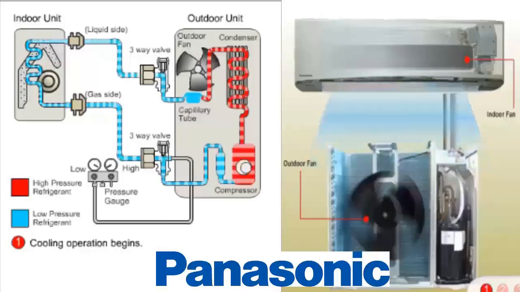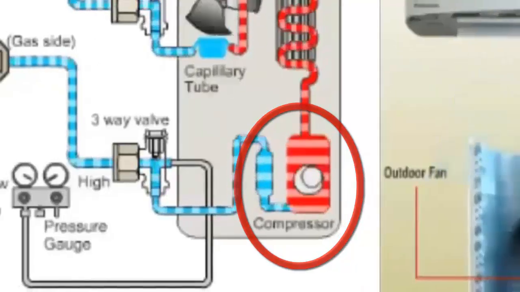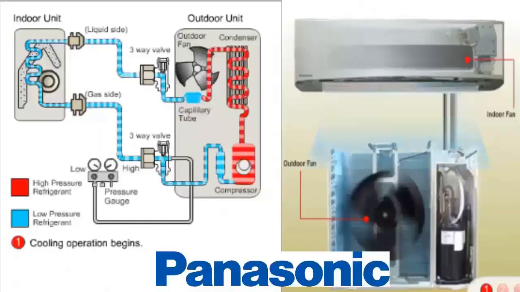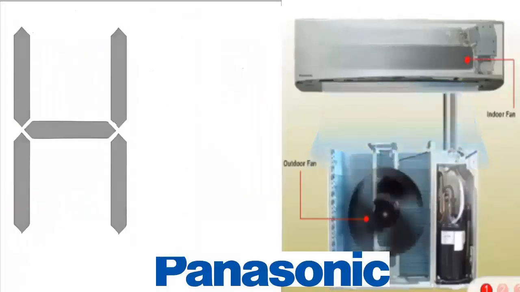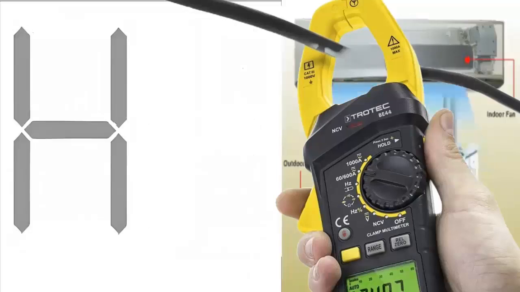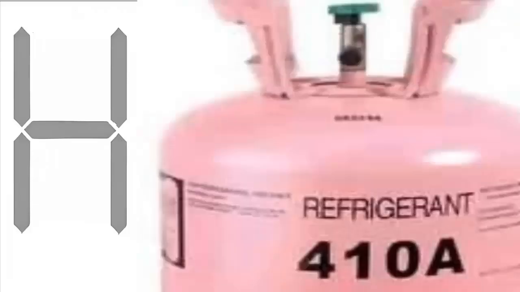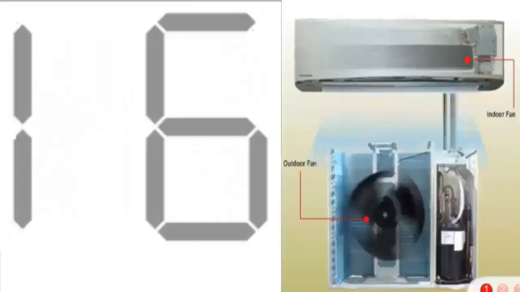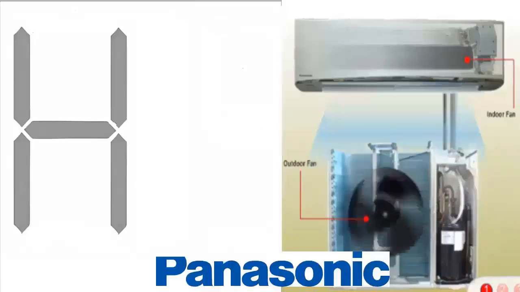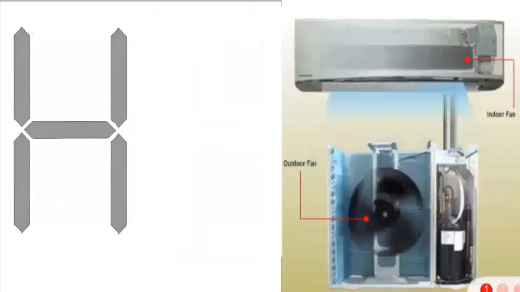In this video, we are going to review the most common faults and error codes for the Panasonic brand related to compressor issues in air conditioners, along with their possible solutions. Error code H16. This error is related to low current consumption in the outdoor unit. This issue could be due to a refrigerant gas leak, which reduces the compressor's current consumption, or a fault in the IPM power module. To solve the problem, these steps are recommended.